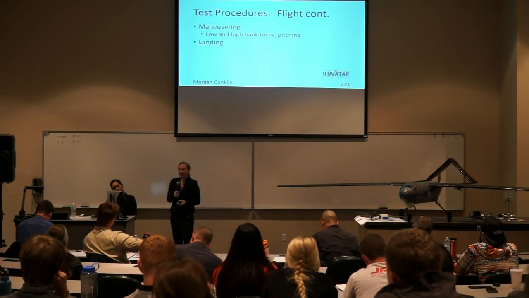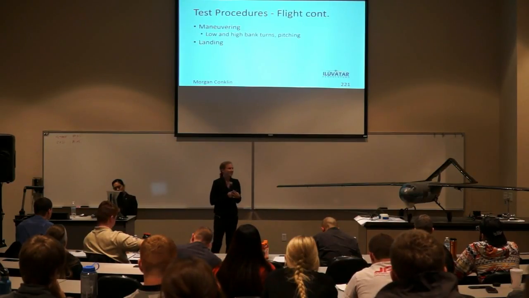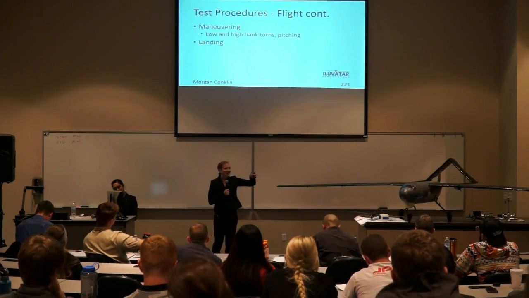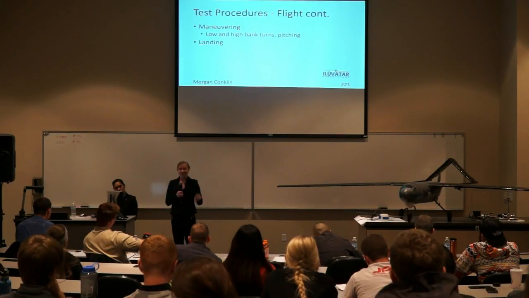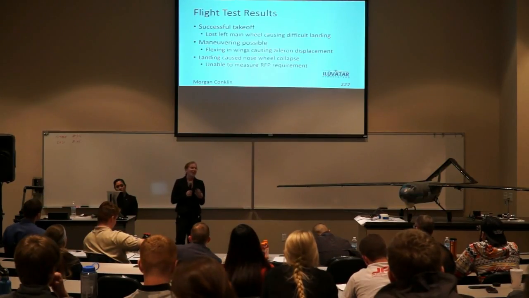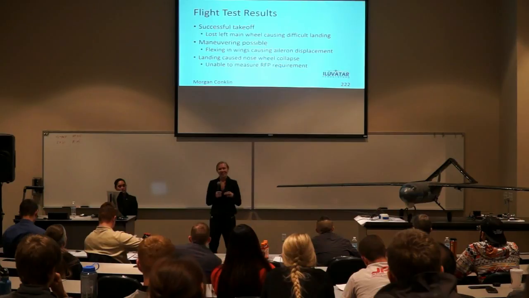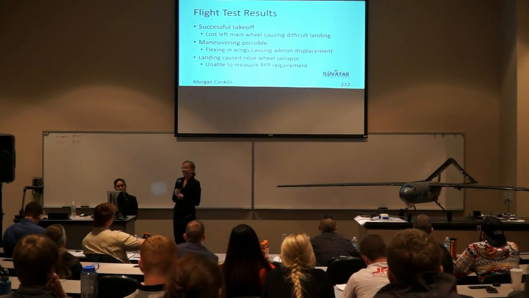For maneuvering, we had low and high bank turns, which we were able to see, but again, we didn't have sensors. And at one point, we think we had a 60+ degree bank, which is inching up in our flight envelope. And then, of course, landing. We did have a successful takeoff. However, we lost our left main after we rotated, so it caused a little difficulty when we landed.